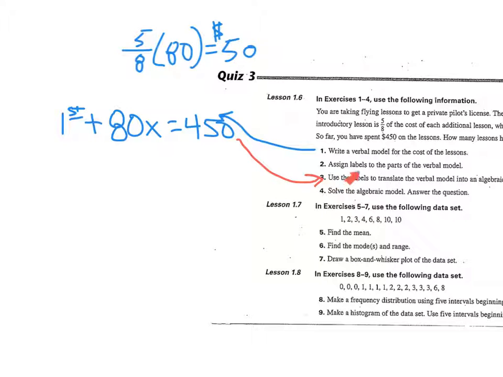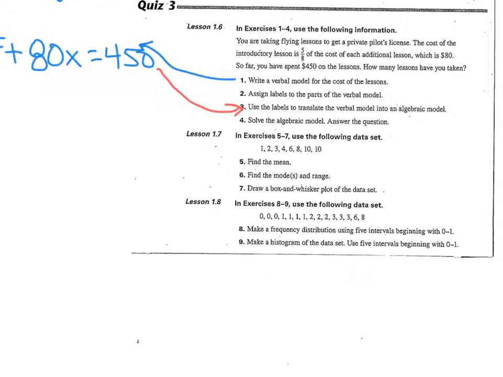Then assign labels. So for the first lesson, give this a letter. For the lessons after, give that a different letter. For total cost, give that a letter as well. Okay? Then here is number 3, all except for you need to replace this with 50. And then solve for x. Okay? Finish out solving for x, and that'll tell you how many lessons you've taken.